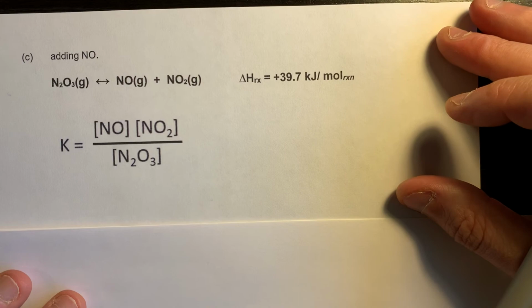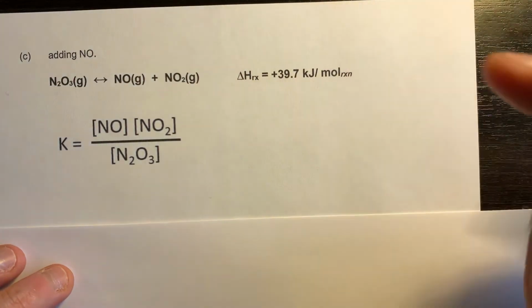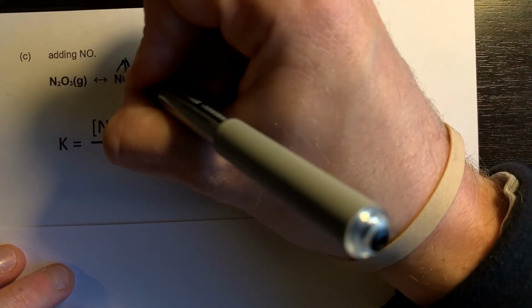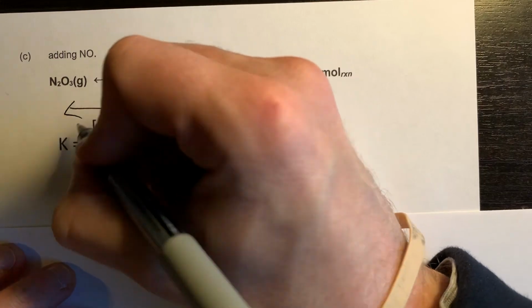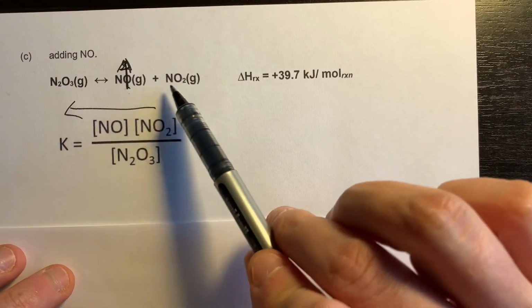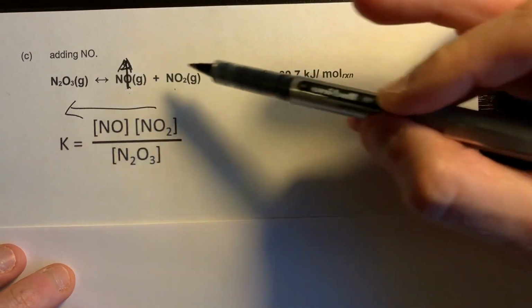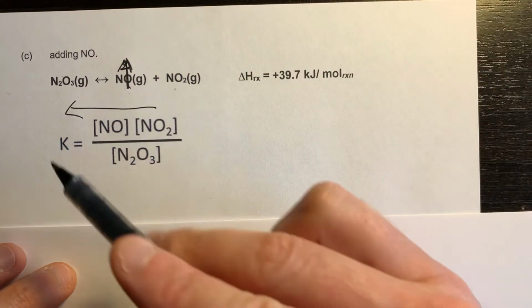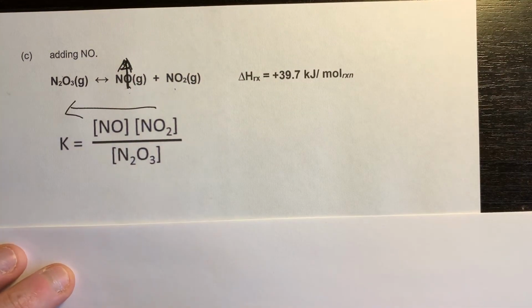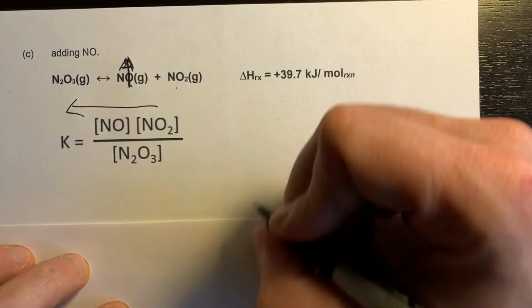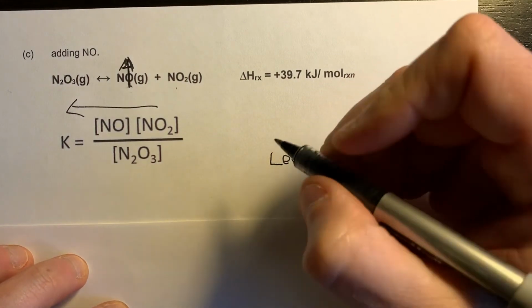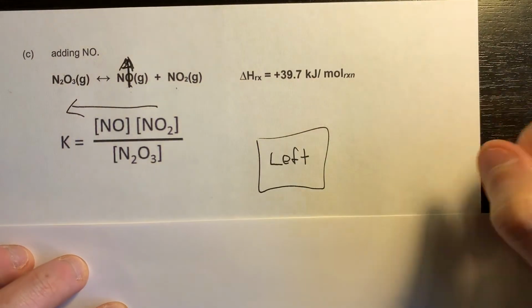Moving on to part C. Hopefully we're getting the drill at this point. If we add nitrogen monoxide, the only way to decrease nitrogen monoxide is to shift to the left. Nitrogen monoxide will react with some nitrogen dioxide, and we will increase the concentration or perhaps the partial pressure of our N2O3 there. So again, this is a shift left for part C.